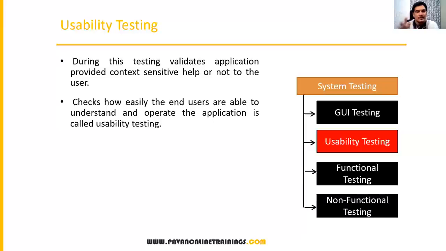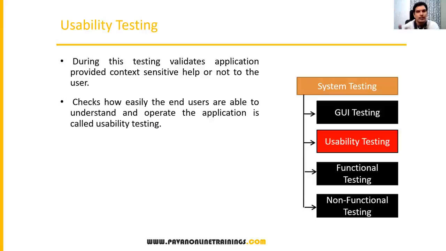Context sensitive help testing means wherever we are stuck in our application, immediately we should get the help. For example, even on Windows, if you want to do something, if you press the F1 or F2 function key, it will give you a help menu, and whatever question you type, it will show related answers. That is context sensitive help. So every application or software must provide help to the customer.